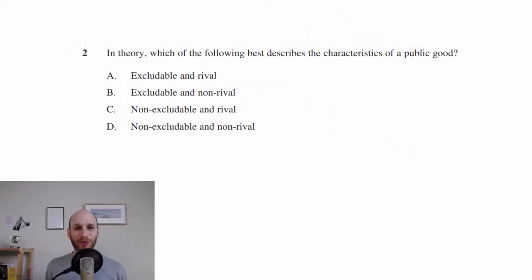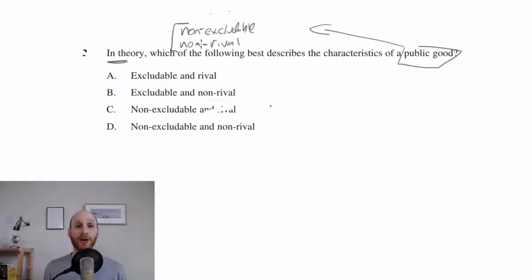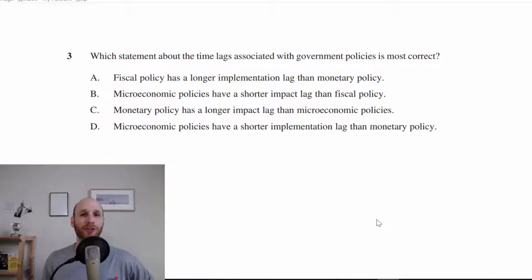So here we are with question number two. In theory, love that, in theory, which of the following best describes the characteristic of a public good? Now, when I'm given a term, even before I look at the answers, I like to write down what that means. So I know that public goods are non-excludable and non-rival. So if I look down here, all I need to do is say, non-excludable and non-rival. And there's their answer.